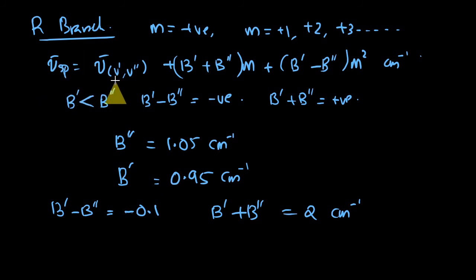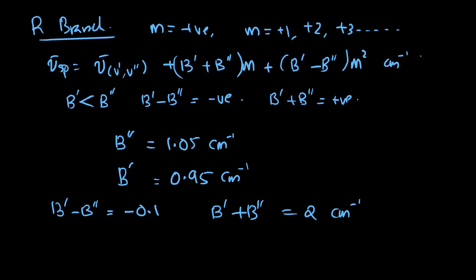We will find out the nu bar spectroscopic for these different values of M, giving these values for B prime minus B double prime and B prime plus B double prime. So let me construct a table and then I will put those values there.